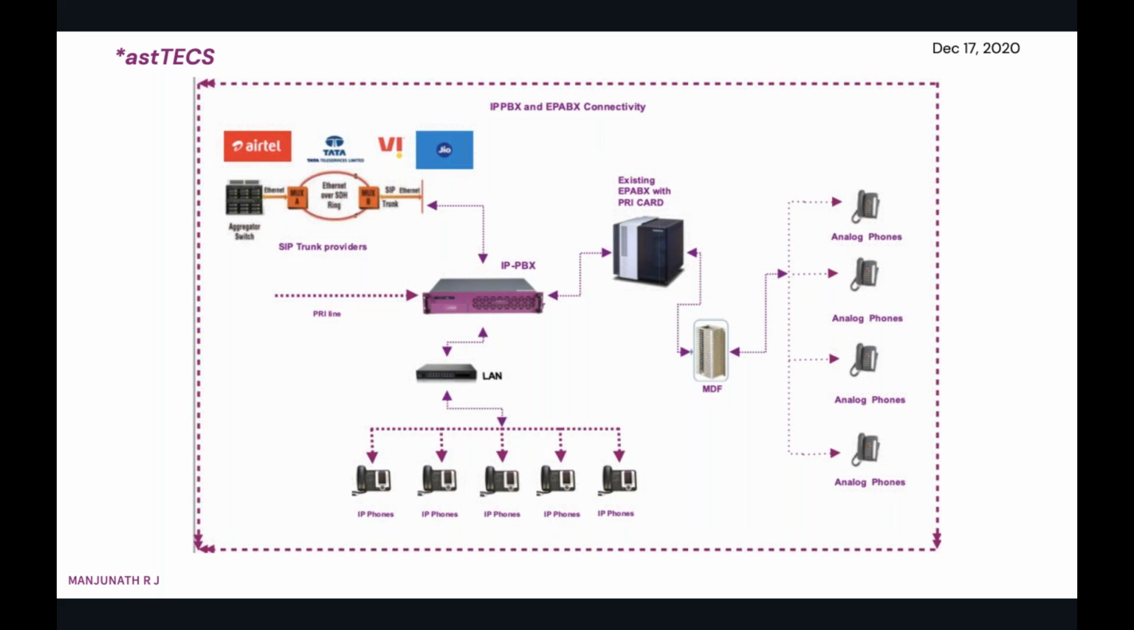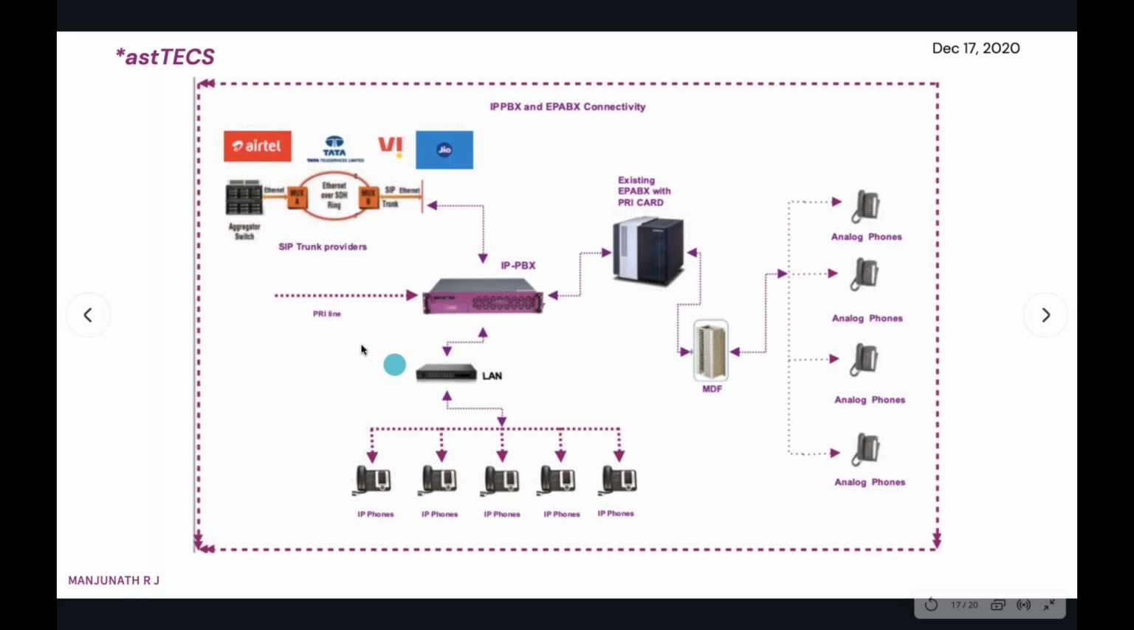Maybe there are EPABX starting from 8 extensions, 16, 32, 50, 100, 200, 300, 500. They can still use them, but there is an option where they can use IPBX. I mean to say the SIP trunks will be connected to IPBX, and from IPBX we can have integration with the EPABX. So some extensions of the EPABX will remain the same, and some extensions of the IPBX will be a different sort of extension.